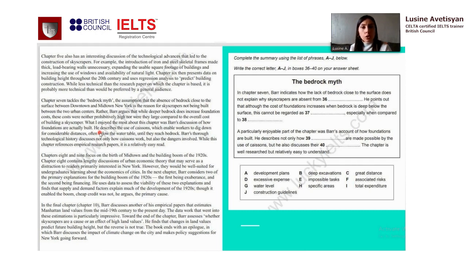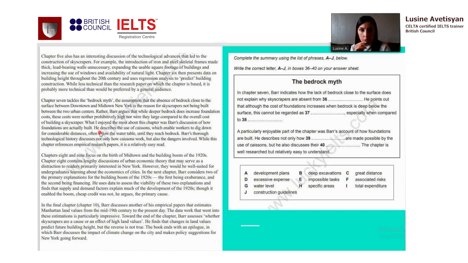He describes not only how blah blah are made possible by the use of caissons. He described caissons as specific, like machine tool equipment that you have on the water. But even if you don't know the word, no worries. It will be written in the same way because it's a technical word. He describes not only how are made possible by use of caissons. So I need to see these caissons. What do they make possible? Yes, and it should be plural.